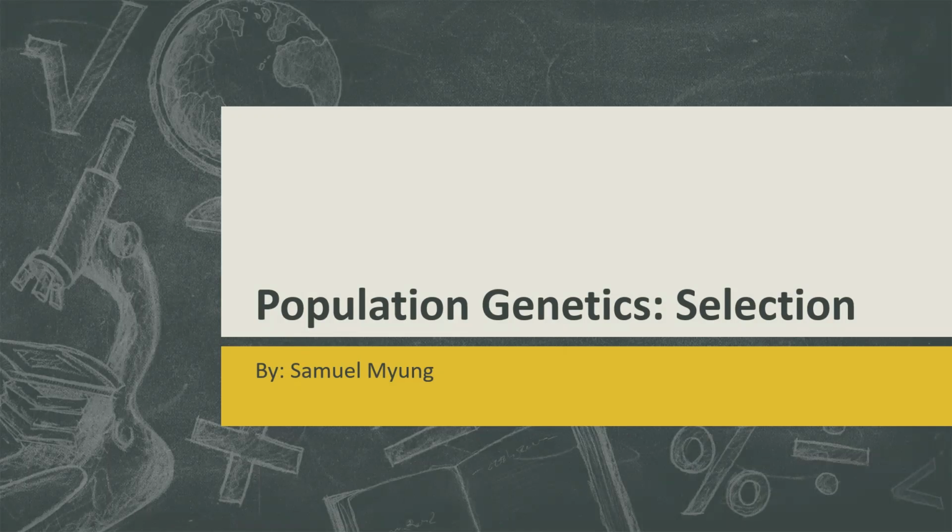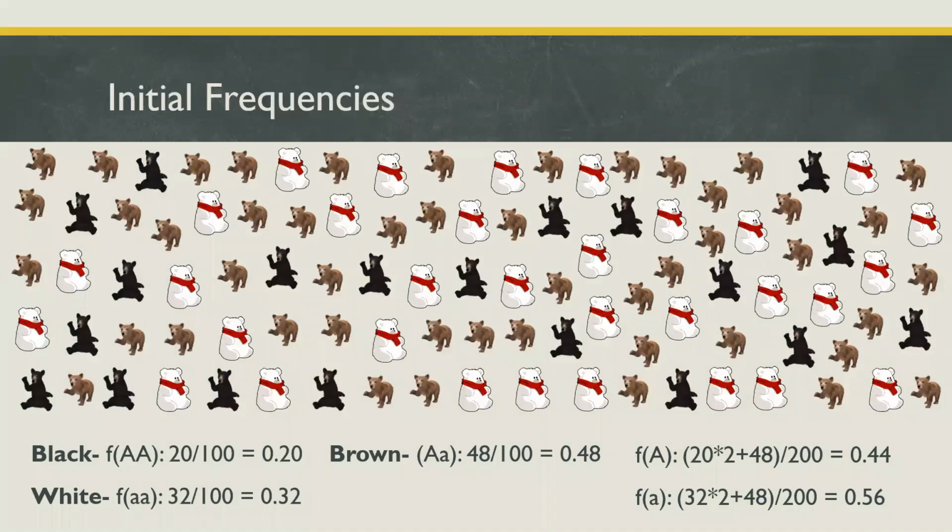My name is Samuel Myung, and today I'm going to be covering the topic of population genetics and, in specific, selection. So we have a hypothetical population of bears at our location of Lake Tahoe. As you can see, there are 100 bear cubs at this location. There are 20 black bear cubs, 48 brown bear cubs, and 32 white bear cubs. Big A, big A are the black bear cubs, big A, little a are the brown bear cubs, and little a, little a are the white bear cubs. The first thing we need to do is calculate the frequencies of each of these genotypes.